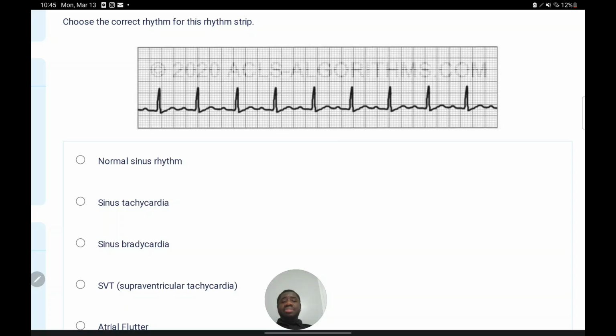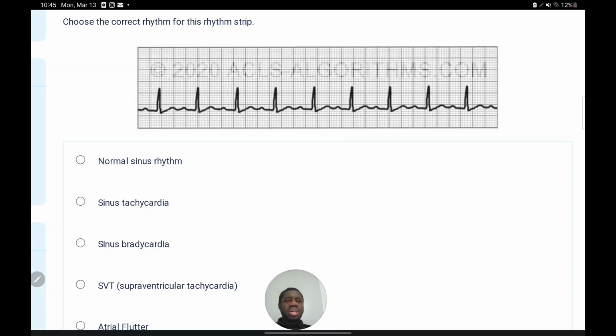Let's check the rate. 1, 2, 3, 4, 5, 6, 7, 8, 9. 9 times 10, 90 beats per minute. Now, what is the rhythm? The rhythm seems to be regular, as you can see. Does this graph have P waves? Yes, there are P waves here. QRS, T, P, QRS, T, P, QRS, T, P.